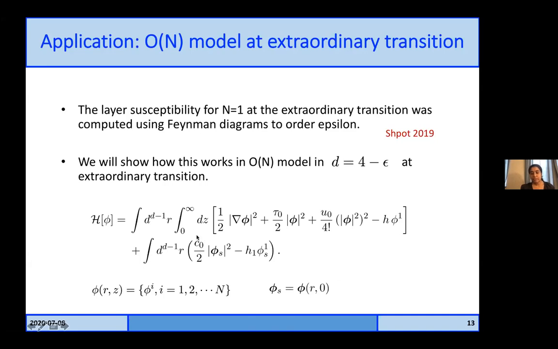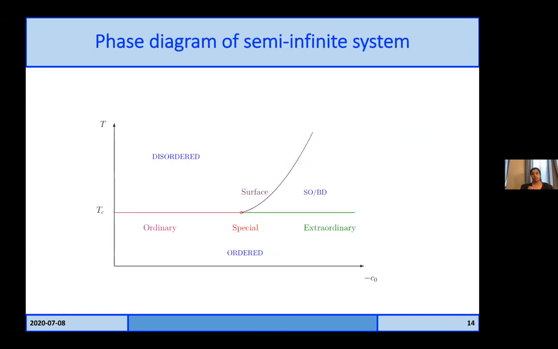Now here we have this parameter C naught in this Lagrangian, which is a measure of the relative interaction strength between the bulk and the boundary surface. So this is the phase diagram of a semi-infinite system. We have temperature on this axis, and this TC is the bulk critical temperature. On the x-axis, we have the relative surface interaction strength, C naught. And there is a special point, which I'll call C special over here.